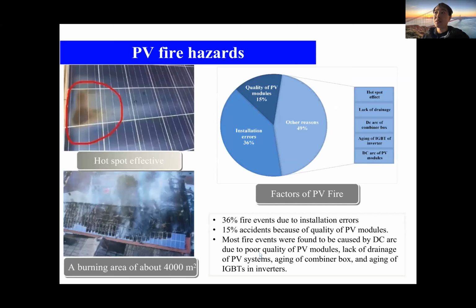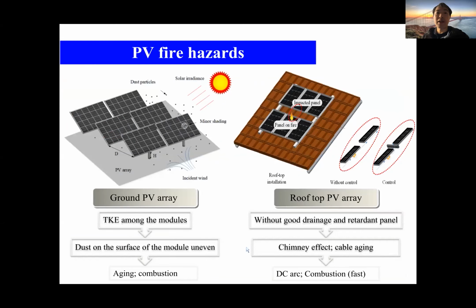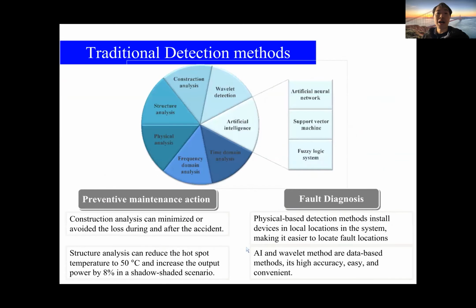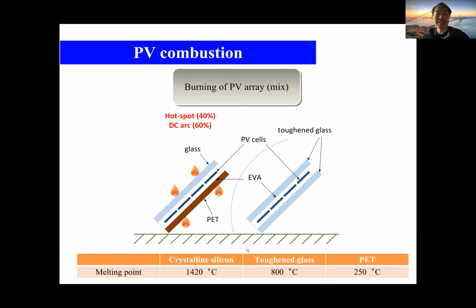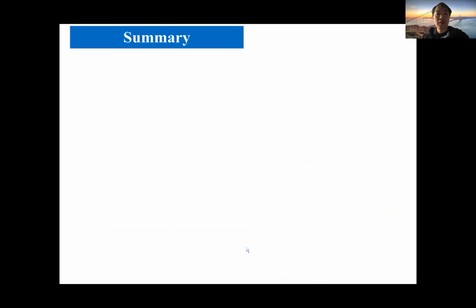Last but not least, we also did a fire risk analysis for the city, because city fire is the biggest disaster. Here is an example of the burning area of PV roofs in London. We analyzed the fire, and we also propose our solution to mitigate the fire risk for PV roofs. We will skip this and go to the summary.